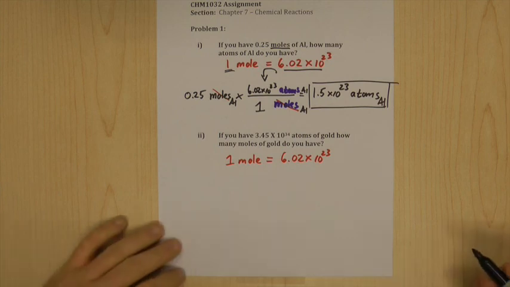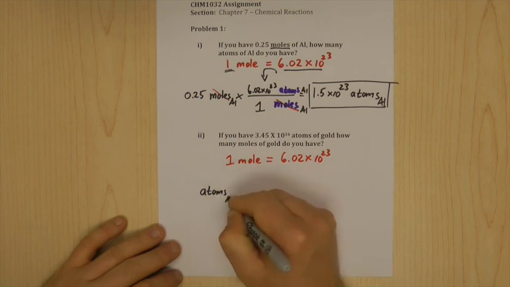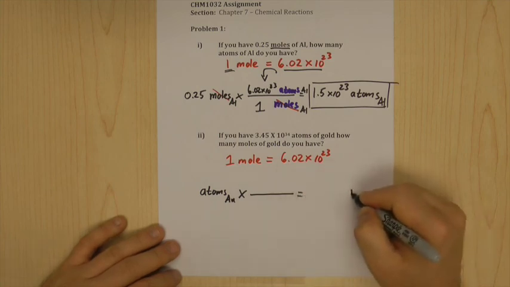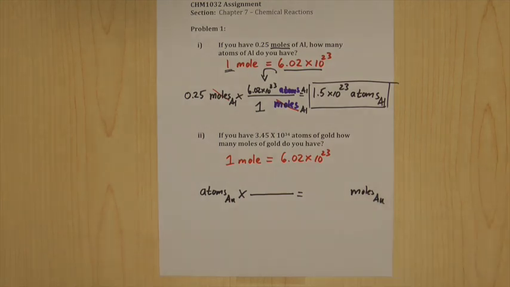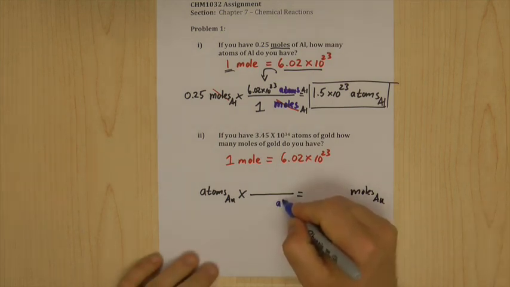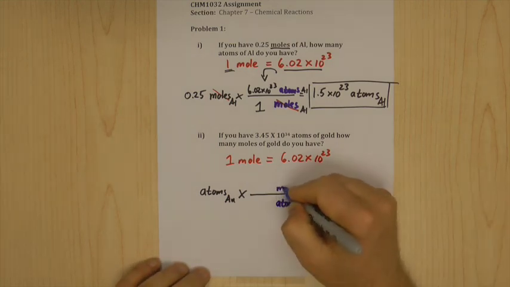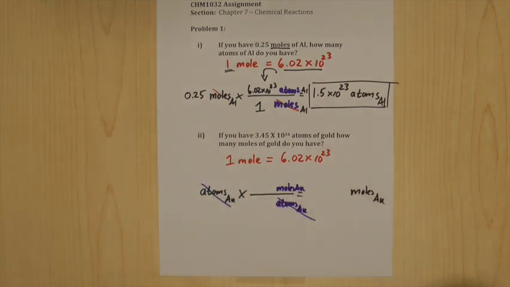All right, so we have atoms of gold. So let's put atoms of Au right here, multiplied by something that's going to give us moles of Au. All right. We know, because we've done it 1,000 times, atoms go on the bottom, and moles go on top. How do I know that? Because I want the atoms to cancel. That's how I knew to do it that way. Let's put in some numbers.